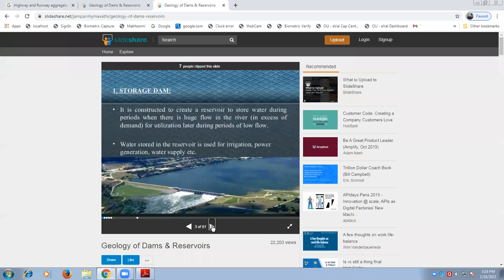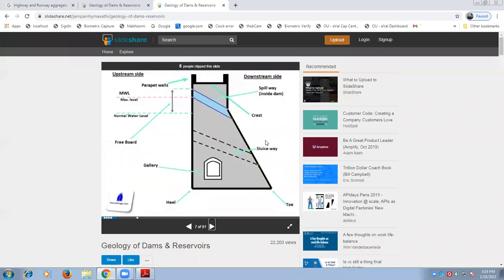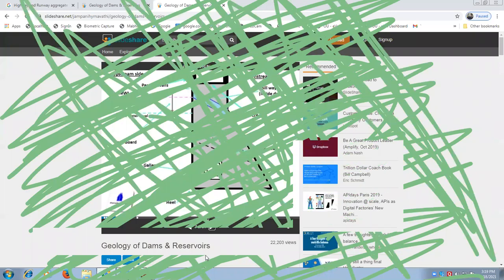Here you can see the different types of dams. Before that, quickly let us look at how a dam looks like. Please don't try to disturb the screen here.